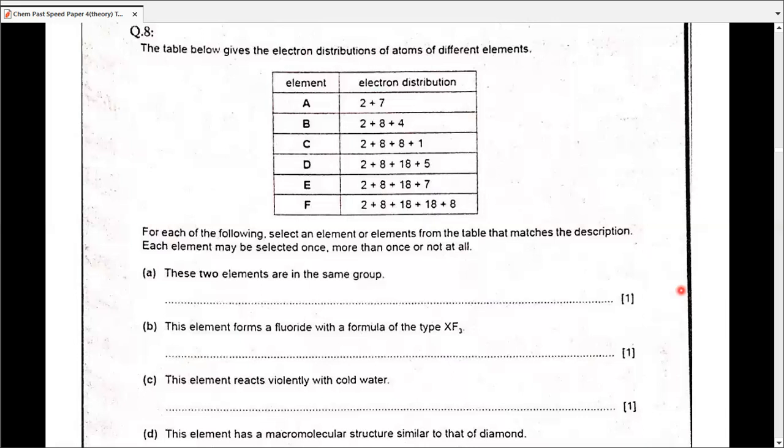This element forms a fluoride with the formula of the type XF2. Element B. It's F3, no, it's not B. Element E. It's not E either. F has a 3 beneath it.